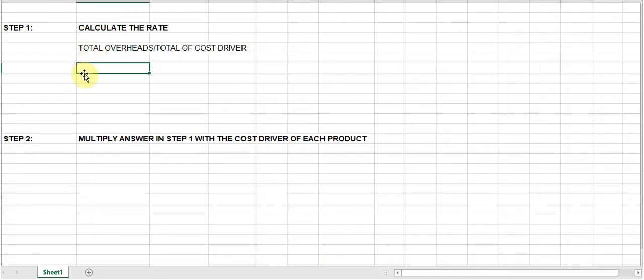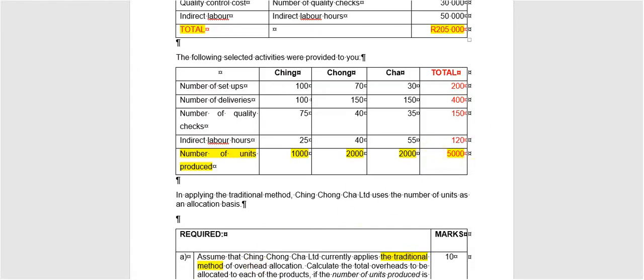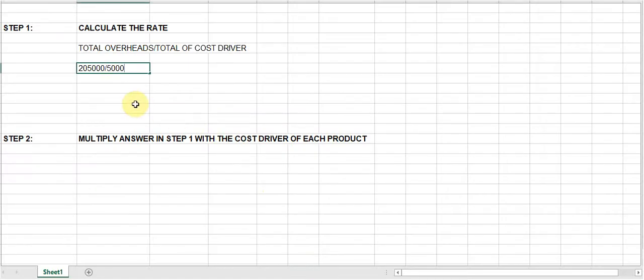So it is 205,000 Rand. The Rand value is always at the top, and then I'm going to divide by the total cost driver. Again, the total cost driver here, 5,000. So if I do that calculation, 205,000 divided by 5,000, my answer is the rate is 41 Rand per, and now it's per the cost driver because you've divided by the cost driver. So in this instance, it is per unit because the cost driver is the units produced.